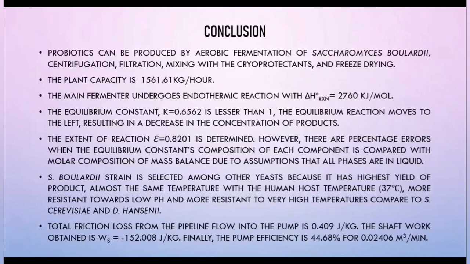The total friction loss from the pipeline flow into the pump is 0.409 joules per kilogram. The shaft work obtained is 152.008 joules per kilogram. The negative sign indicates that this is work done on the system. Finally, the pump efficiency is 44.68% for 0.02406 cubic meters per minute.